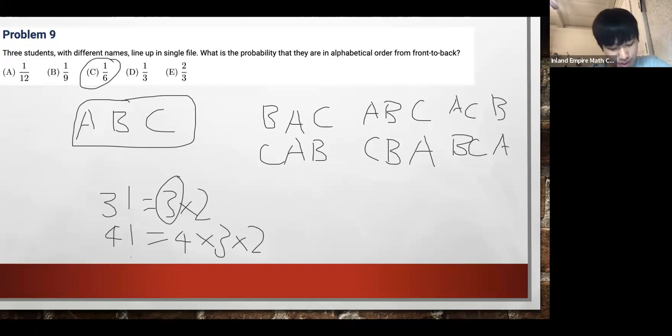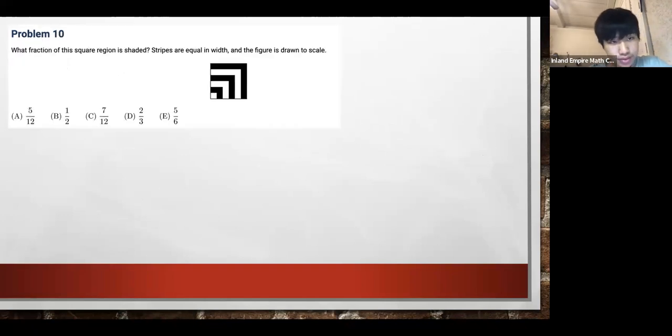Okay, so this final question is a pretty interesting question, I will say. It is just finding the fraction of the square region that is shaded. A really important thing to remember is that the stripes are equal in length, and the figure is drawn to scale. Ricky says that it is B. So you want to give the idea of what your thought process is for this?